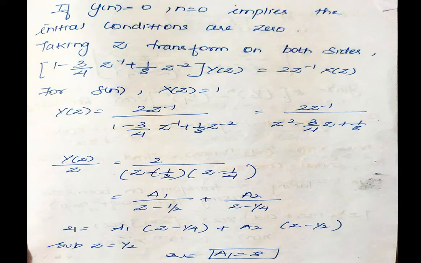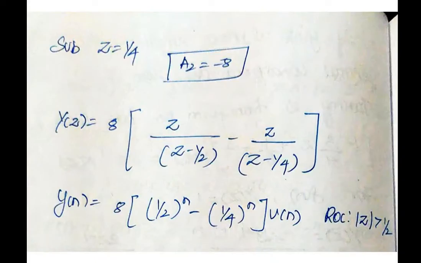So we bring it to the partial fractions form: 2 equal to a1 times z minus 1 by 4 plus a2 times z minus 1 by 2. Substitute z is equal to 1 by 2 and a1 is equal to 8. Next, substitute z is equal to 1 by 4 and a2 becomes minus 8. Substituting the values of a1 and a2 in the previous expression, we get y of z equal to 8 z by z minus 1 by 2 minus 8 z by z minus 1 by 4.